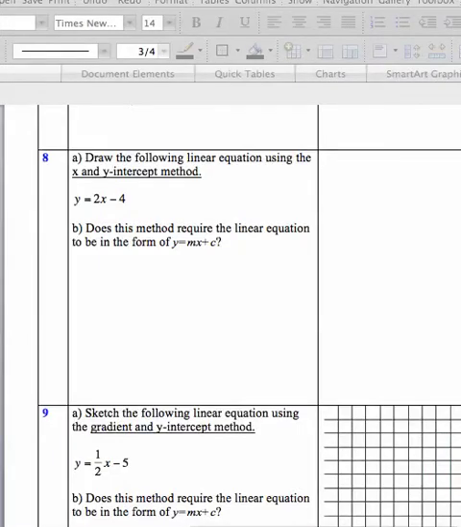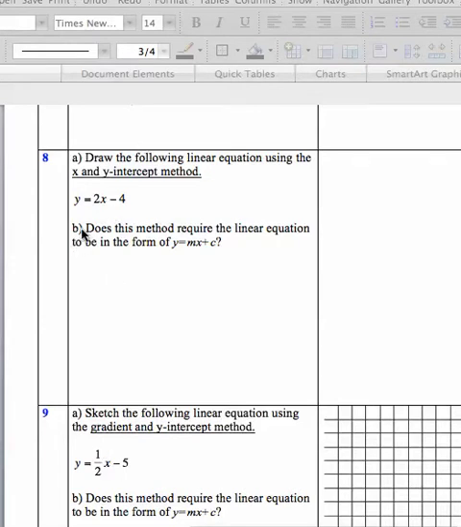Now I'm going to try and do question 8 and 9. 9 might be a bit challenging because I haven't got graph paper, so I'll try and find some. But with question 8, it tells us to draw the following linear equation using the x and y intercept method. So we know with this method, we have to find 2 points.